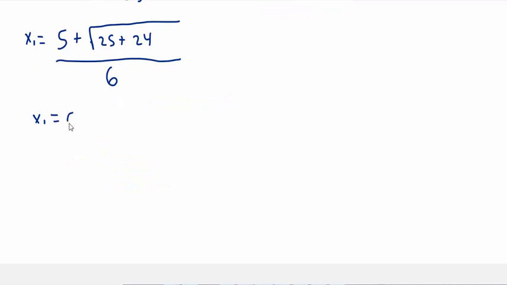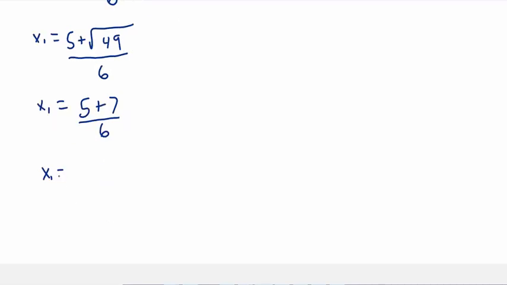On the next step, I'll just point out that 25 plus 24 is 49. Now I have 5 plus the square root of 49, which comes out as 7. So for my first solution, I get 7 plus 5 is 12, and 12 divided by 6 is 2. So one of the answers is 2.